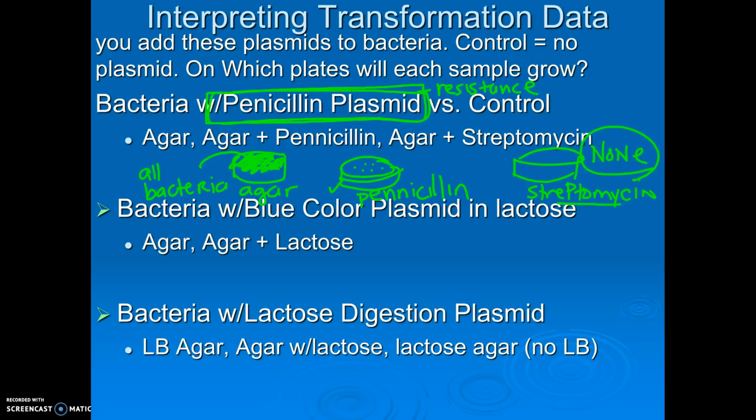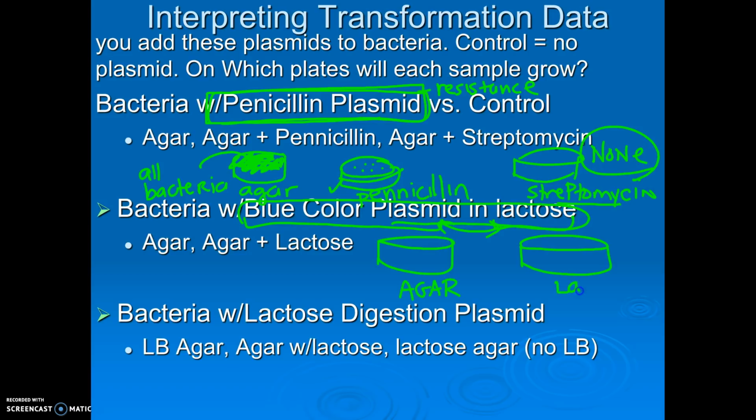Second one, bacteria with a plasmid that makes them turn blue in the presence of lactose. Again, this is not explained very well. So we have a bacteria, and if they pick up the plasmid, then in the presence of lactose, they'll turn blue. So we have two plates here. The first one just has agar. The second one has agar plus lactose added to the agar.